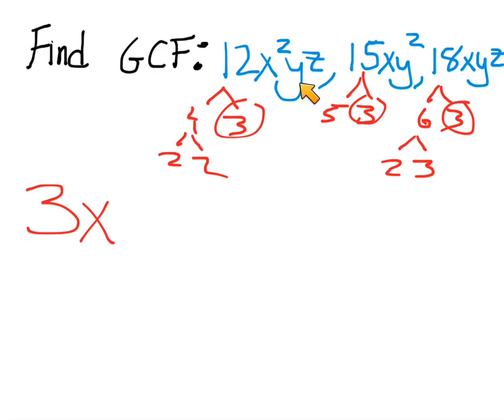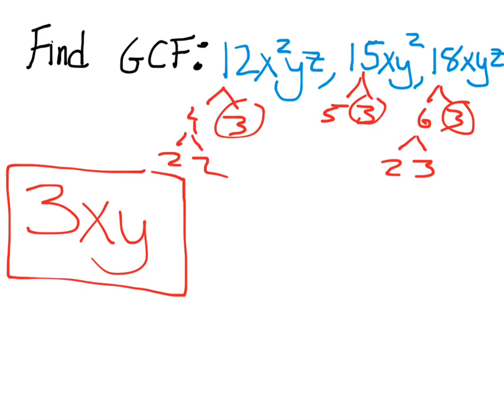I have one y here. I have two y's here. I have one y here. What's the most y's that they share? 1. They each have one y, right? I have one z here. I have no z's here. I have one z here. They don't all have a z factor, right? They don't all have a factor of z. So I can't include that in my greatest common factor, which means 3xy is my greatest common factor. This common factor, we're always looking for the most that they have in common, the most variables and the highest coefficient.